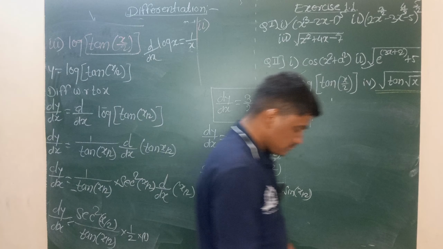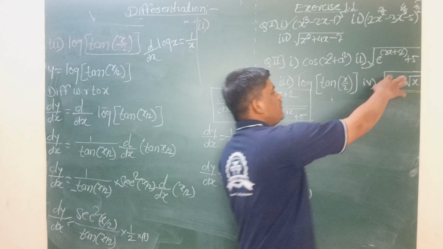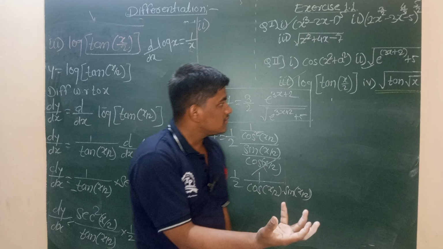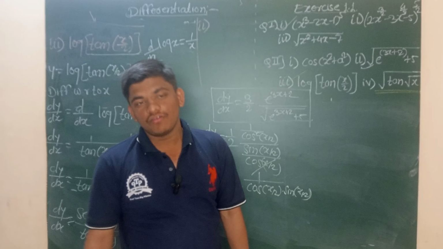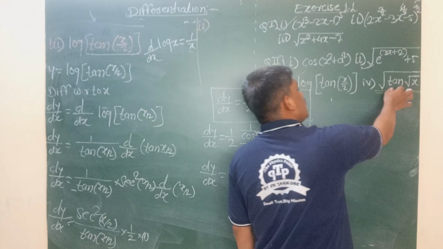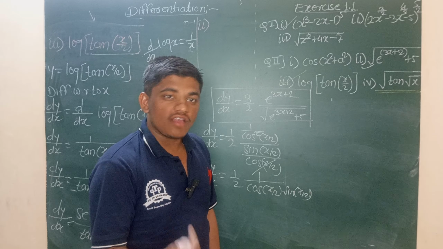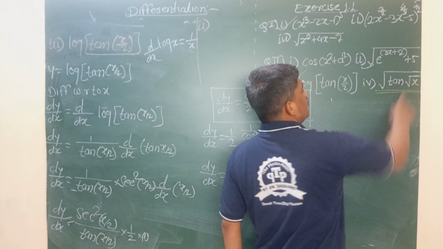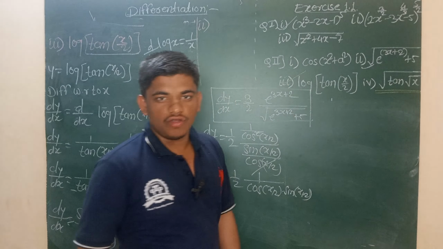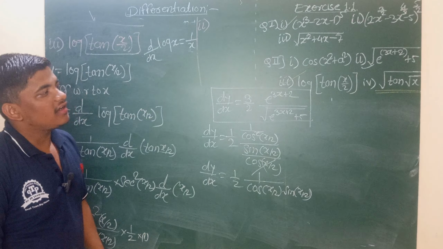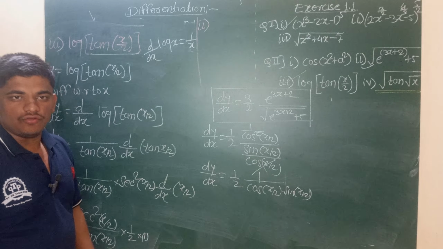And how to solve question number 4? First of all, we apply the formula for root x, that is 1 upon 2 root of tan of under root x. Then again we solve the differentiation of tan of root x, that is sec square root x. Again apply the formula for root x, that is 1 upon 2 root x. The final answer will be sec square of root x upon 2 into 2, that is 4 root under root of tan of root x into root x here.